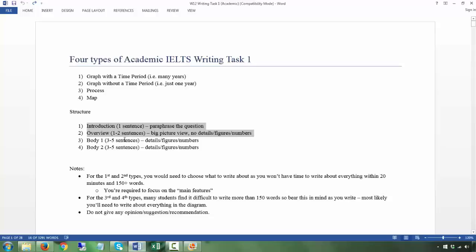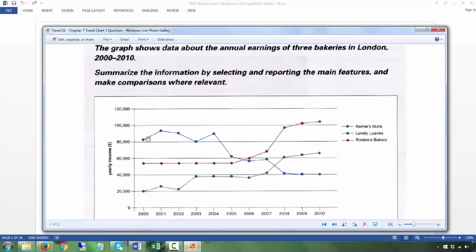100 to 110 divided by two body paragraphs is about 50 words. 50 words is about 3 to 4 sentences. Again, it depends on how long your sentences are. So there's no way you can say, oh, the yearly income of Lovely Loaves increased from what to what. Just that sentence alone is already maybe 8 to 10 words. And then if you want to say, oh, after that it decreased, I mean, you don't have enough time.